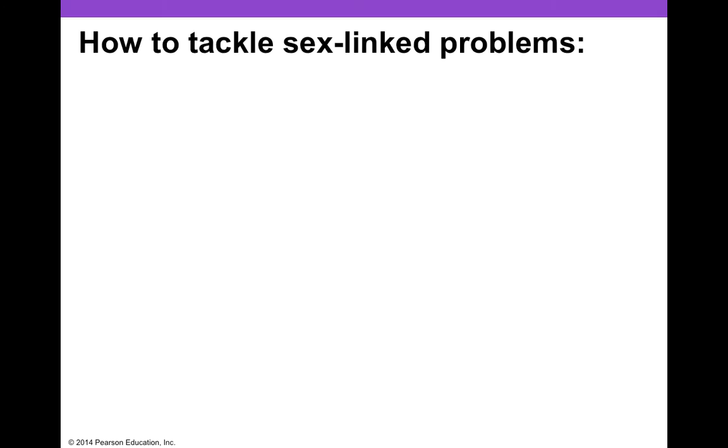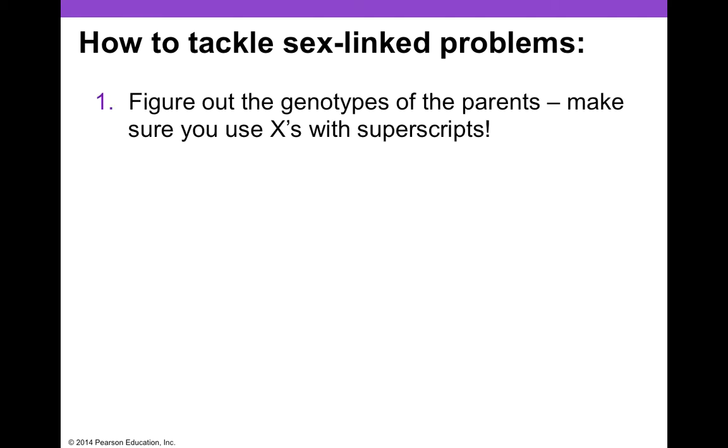So for tackling sex-linked problems, you approach it just like any other problem, but there are 2 steps to think about. Not only do you look at how the alleles are being inherited, but you also need to consider the sex of the individuals. So figure out the genotypes of the parents. You need to write out XX for mom and XY for dad, and then place the allele you are tracking as a superscript on the X chromosome.